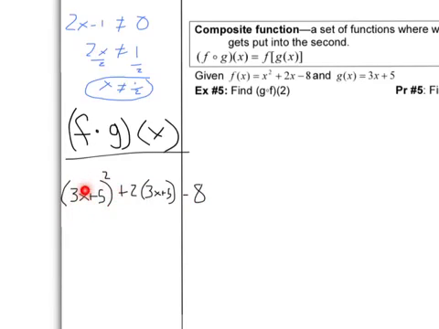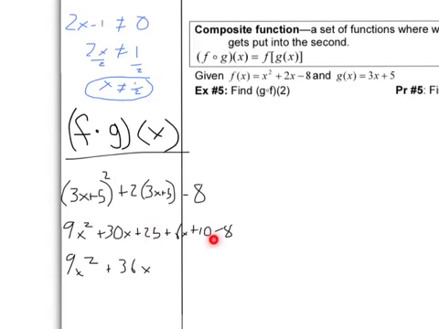So you have to actually FOIL this out, which would get you, first would be 9x squared. Outside would be 15x and 15x, so that's 30x, and then 5 times 5 is 25. And that's just this part. Now we could do this part, and that would be plus 6x plus 10 minus 8. And now we could combine like terms. So we get 9x squared plus 36x. 25 and 10 is 35 minus 8 is 27. Plus 27. Okay, that is what they mean by plugging a function into another function.